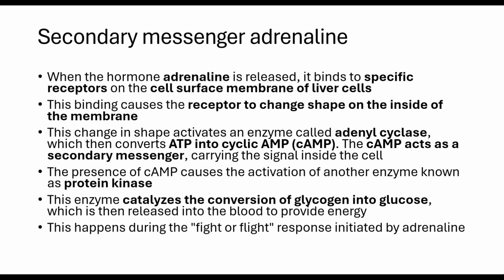Sometimes, if it's direct or it's fast, you need something to directly tell the cell straight away to start doing things. So that's where the cAMP comes into play. cAMP is going to move straight in as a secondary messenger, and it's going to cause another enzyme called protein kinase to get activated. This protein kinase is going to catalyze the conversion of glycogen into glucose, which is then released into the body to provide energy. This happens during things like fight or flight responses, that are initiated by adrenaline.